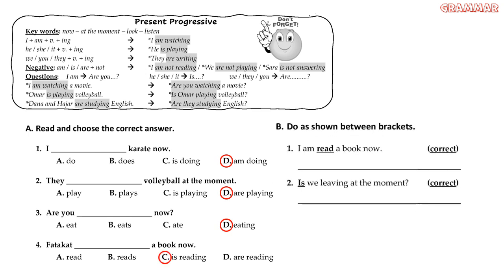Next part, do as shown between brackets and the correction question. I am read a book now. No, I am reading a book now. Two, is we leaving? No. Are we leaving at the moment?